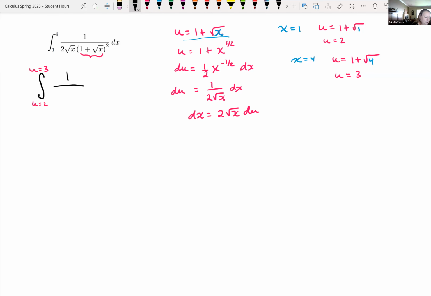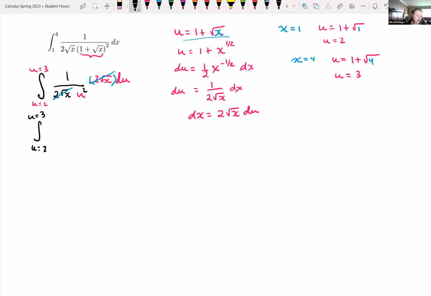We have 1 all over 2 square roots of x. And then we had chosen u to be what was inside that parentheses. So we have u squared times dx, but we found that dx was this 2 square roots of x du. So this is really nice because what's in front of our du, 2 square roots of x, cancels with this 2 square roots of x down in this denominator. So we're integrating from u equals 2 to u equals 3.